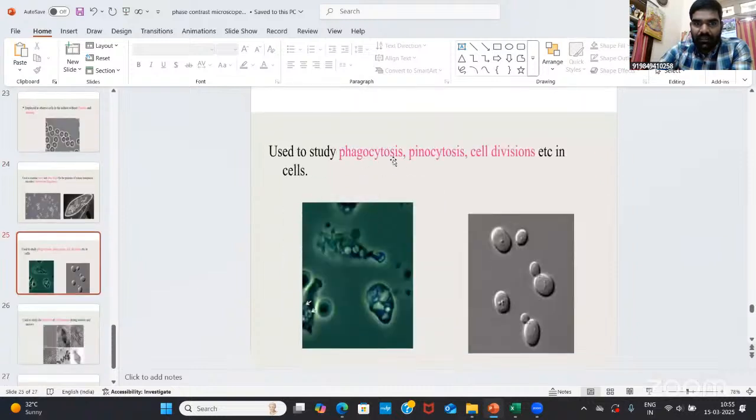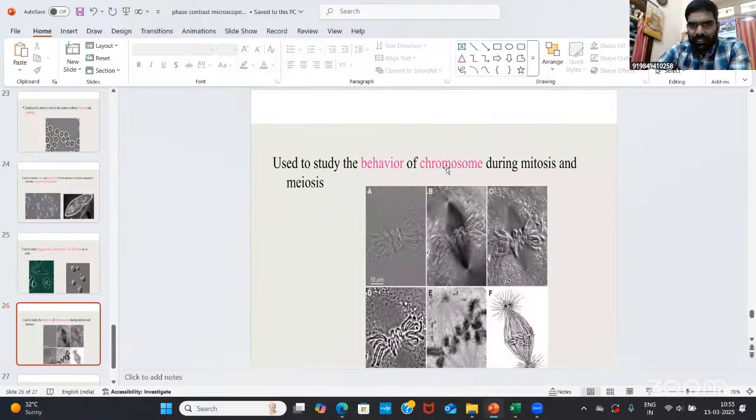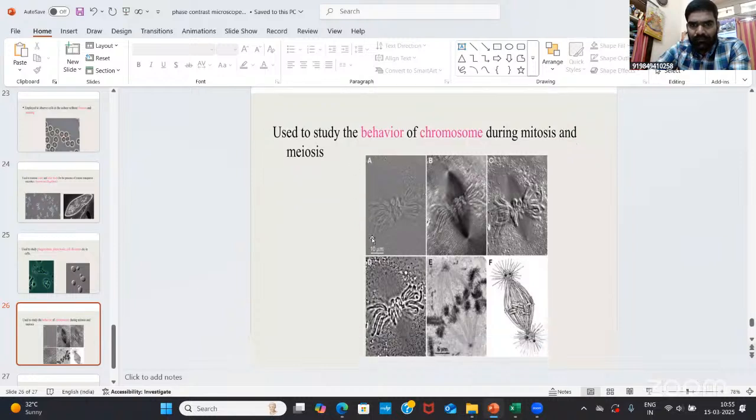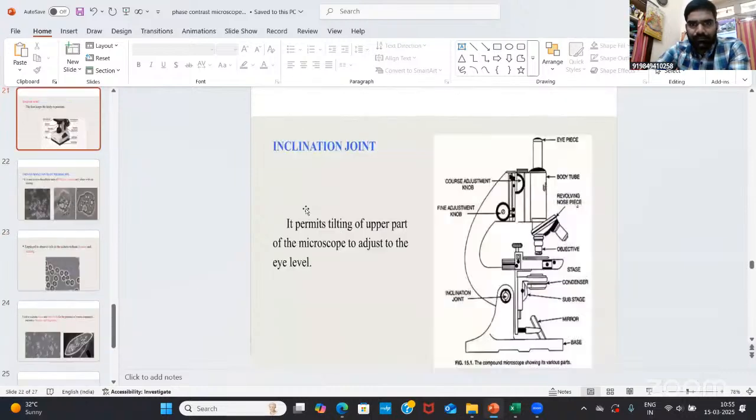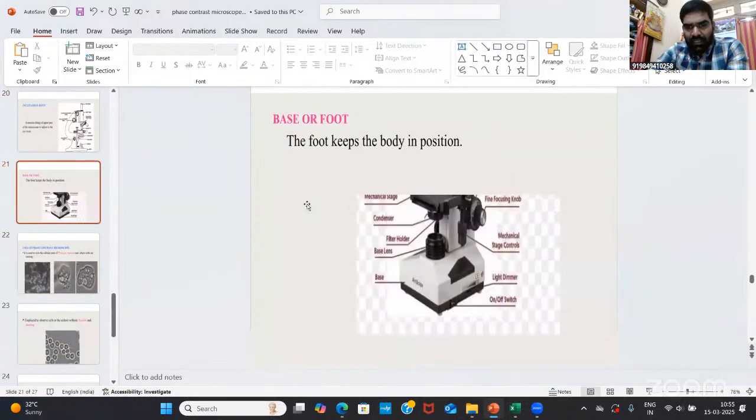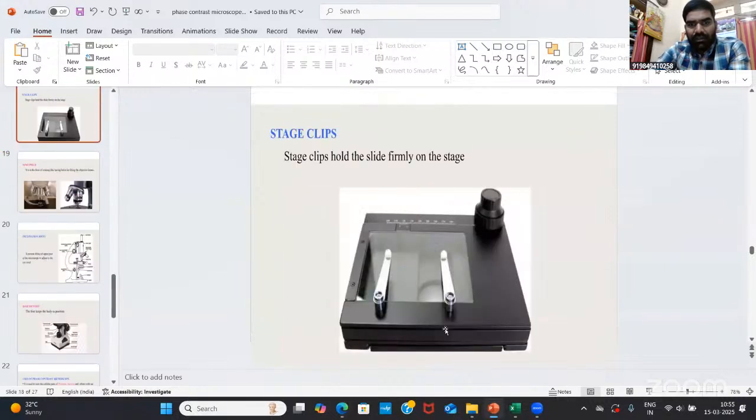Used to study phagocytosis, pinocytosis, cell divisions, etc. in cells. Used to study behavior of chromosome during mitosis and meiosis. Okay, this is about the phase contrast microscope. Next, we will go for the electron microscope.